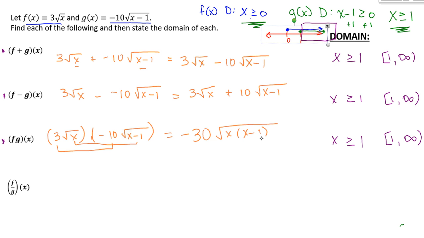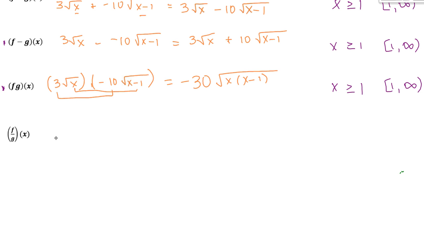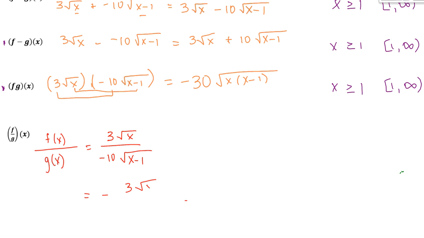Okay, now let's talk about this divide guy. So our function would look like this. It would be f of x divided by g of x. Now we need to know for the domain where, let's write this in first. So f of x on top would be 3 square root of x. On bottom, negative 10 square root of x minus 1. I don't expect you to rationalize those. We're saving time, so we're going to leave it at this.